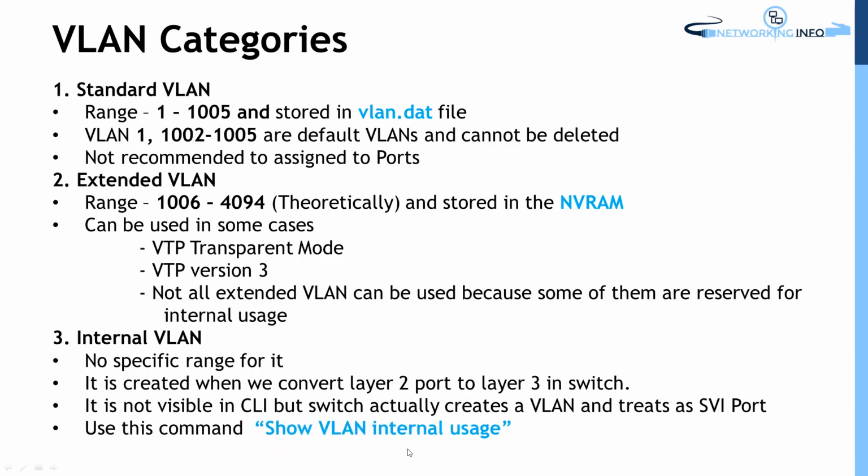And if you want to see which VLAN is created and making communication between the native layer 3 port and SVI, then you can use the show vlan internal usage command to see that. Now this internal VLAN usage, it may be the range starting from 1006 or it may be the range starting from 4094. So the range may be ascending or descending.